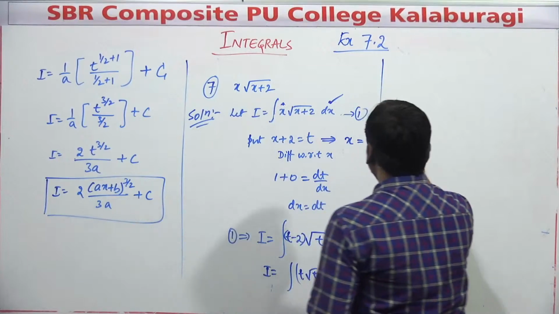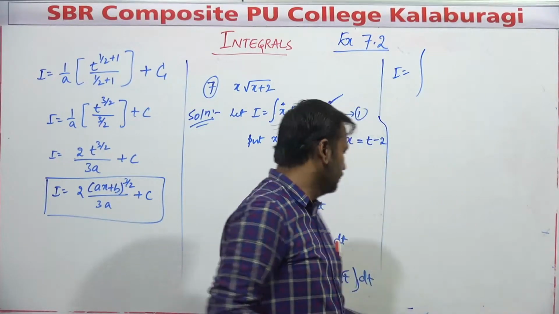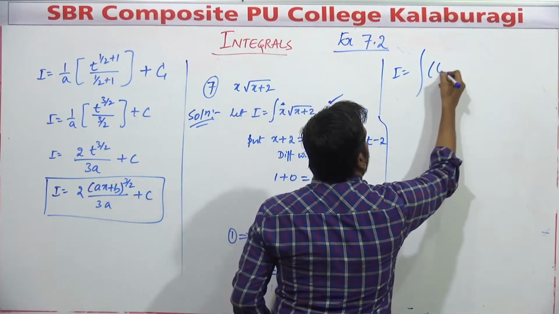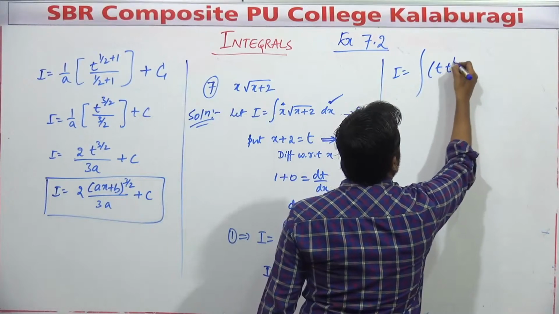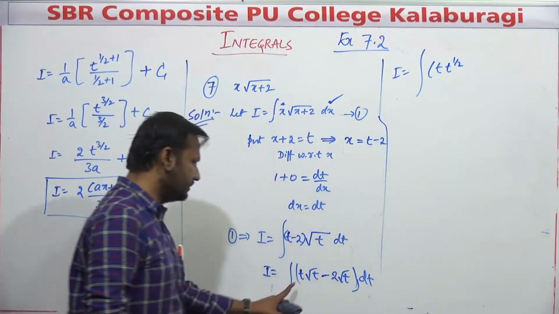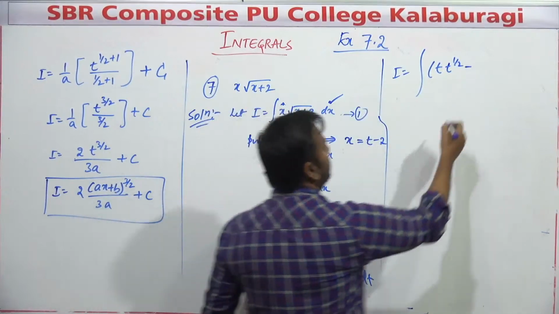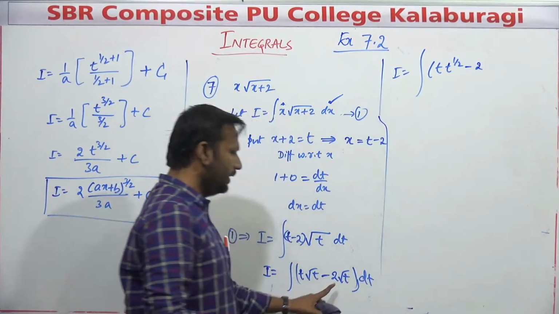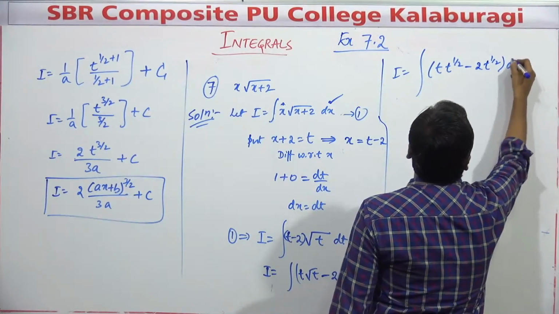So what do we have to do next? I equals integration of t, root t I will write as t raised to 1 by 2, minus 2 times root t again. Root t I am writing as t raised to 1 by 2, dt.